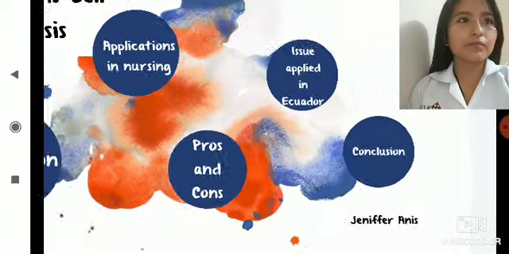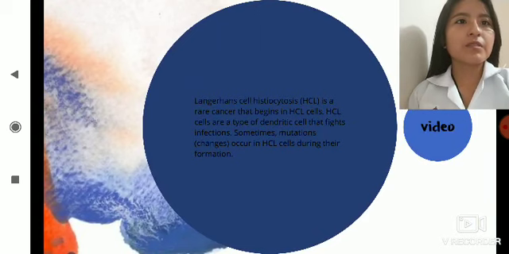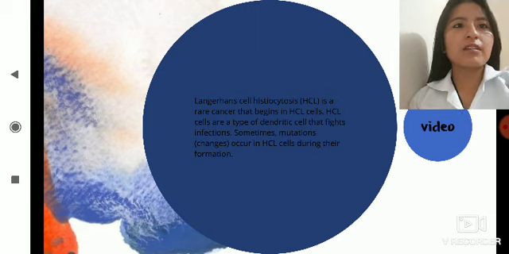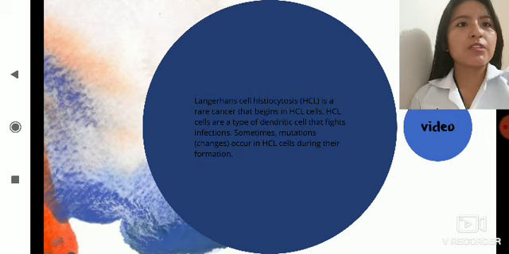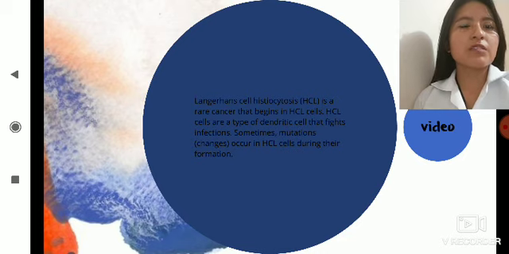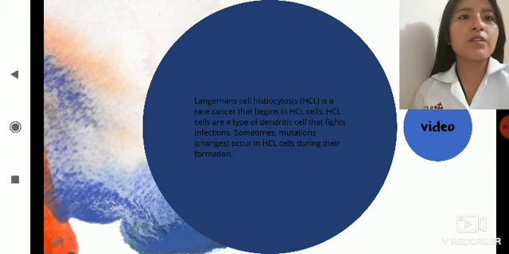Conclusion. Langerhans cell histiocytosis is a rare cancer that begins in Langerhans cells. Langerhans cells are a type of dendritic cell that fights infections. Sometimes mutations occur in these cells during their formation.